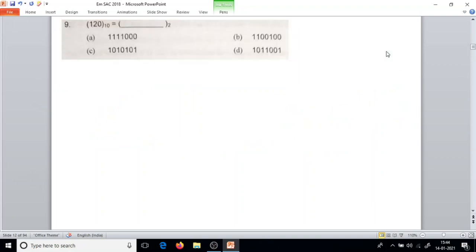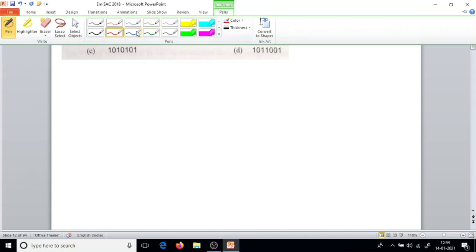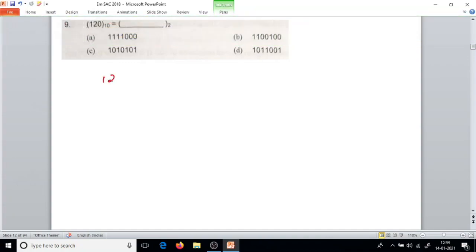Question number 9. We have to convert 120 to the base 10 into base 2. So what will you do? We will just divide it. This is the method we follow.